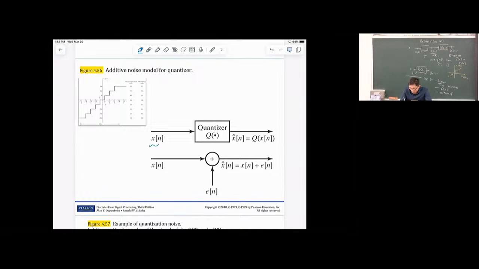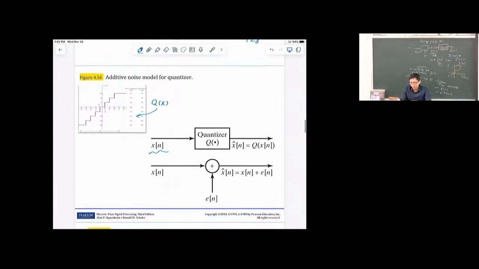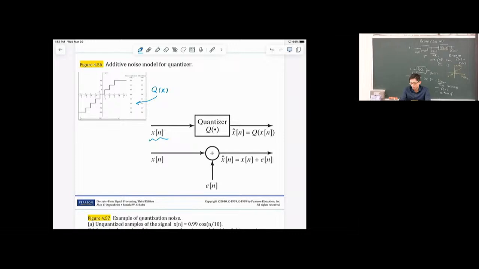We have the input, first input, and then we denote the result of quantization. The quantizer really is a function. This is the plot of our function Q, the quantizer, what the quantizer does. As a function of the input, we have the output after rounding to the nearest integer multiple of step size delta.